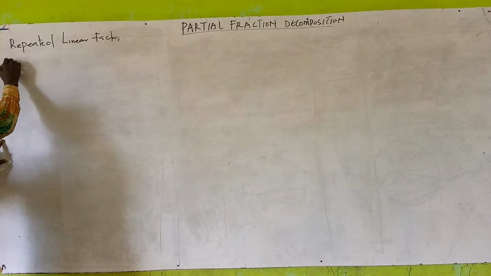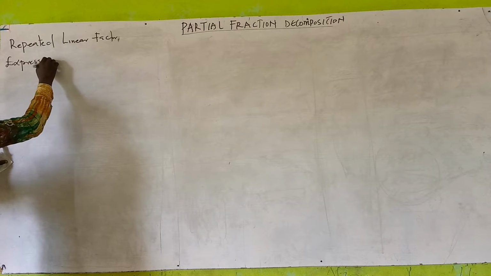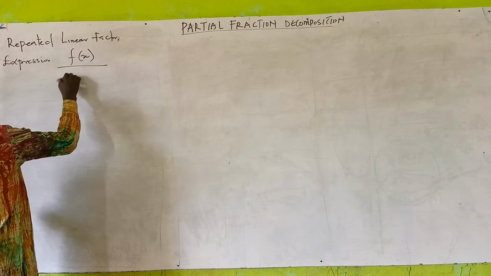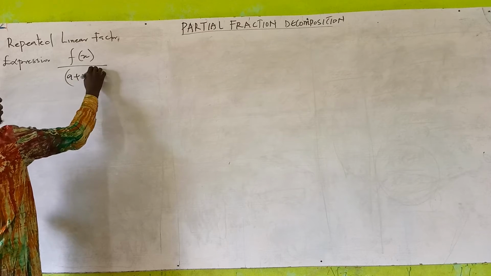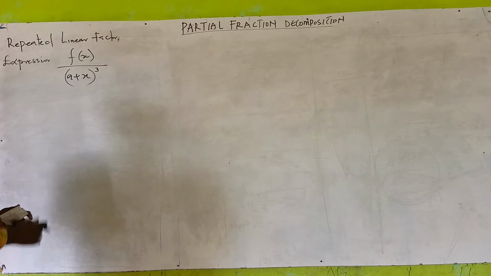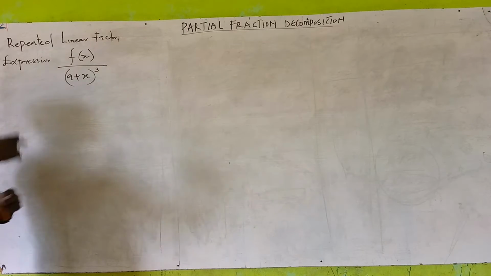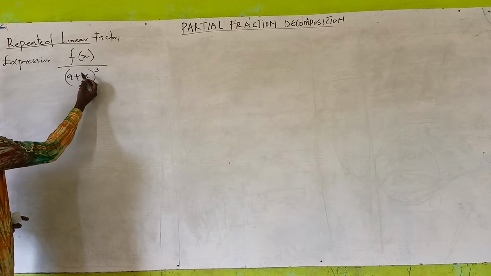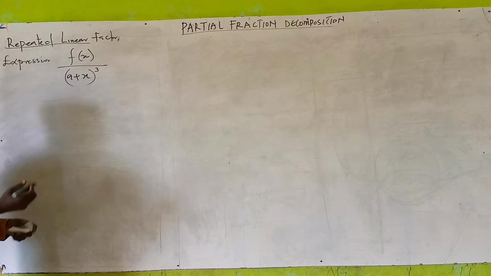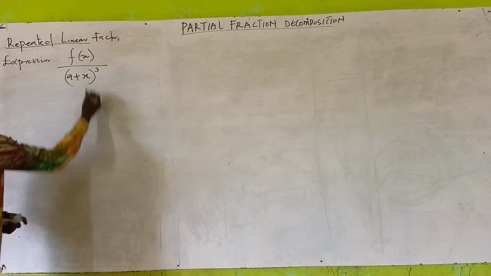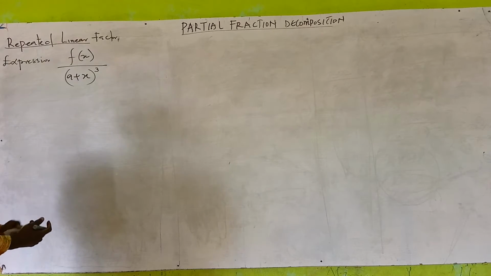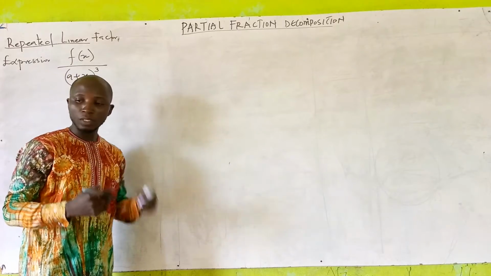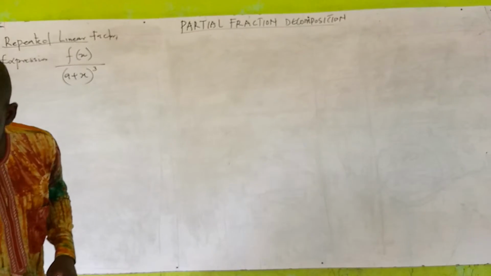And what is the expression? This is the expression. Let's say this is f of x, then equals, say, (a plus x) all raised to the power 3. That is (a plus x) into (a plus x) into (a plus x). That is what we call repeated linear factors. If you look at the degree, x here is raised to the power 1. That is why it is linear. Now repeated how many times? 3. How we are going to tackle repeated linear factors is what we are going to portray in this example.